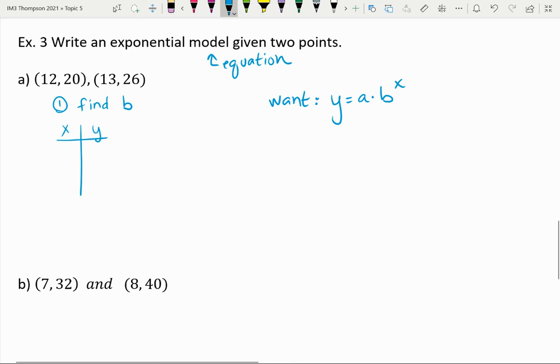Write an exponential model given 2 points, and the 2 points that I'm going to start off with are (12, 20) and (13, 26). Jot that down. I'm going to navigate away from this page real quick just to give you a short reminder.